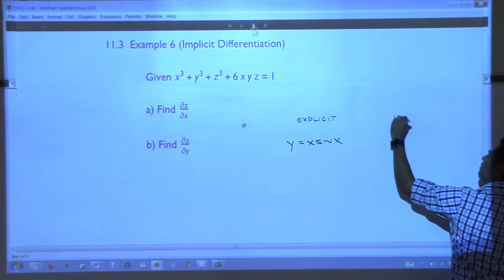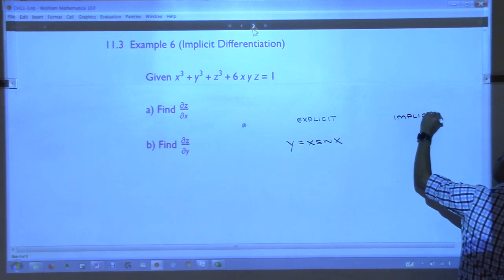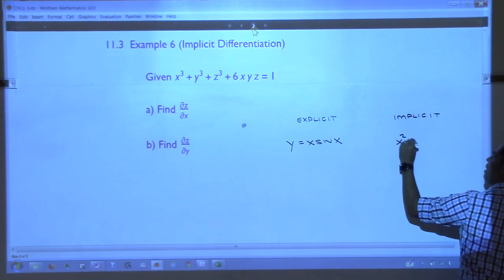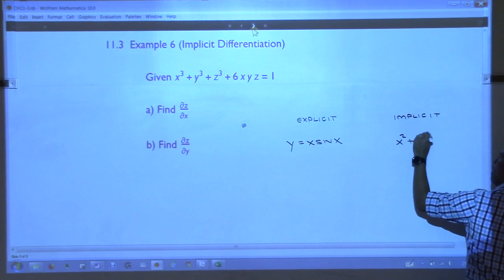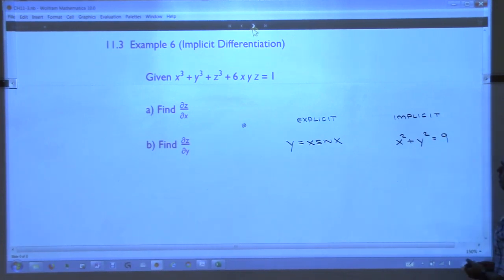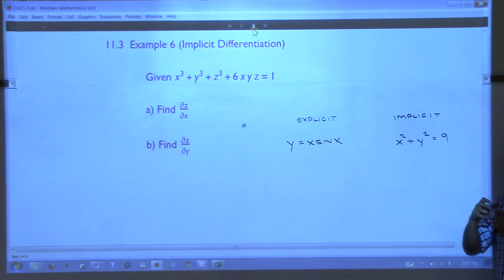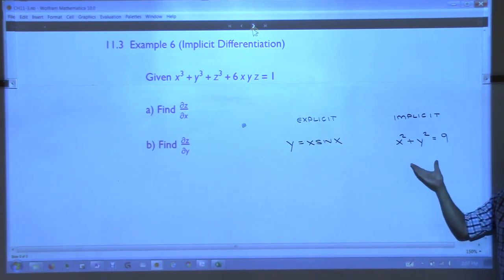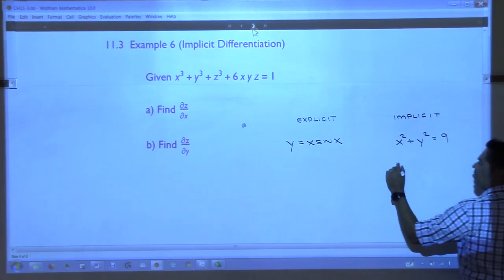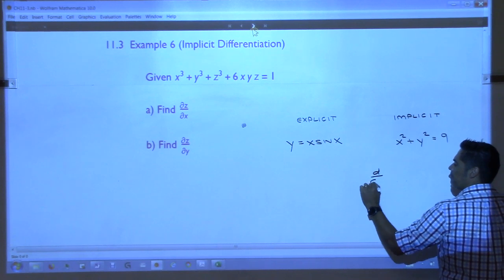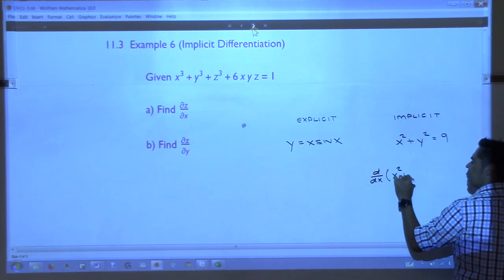But there were other times where you had implicit equations, something like x squared plus y squared equals 9. Here, you can solve for y, but if you solve for y, you're going to have a plus or minus. So then you're going to have actually two different equations, and so it's not possible to solve for y explicitly. And so we have a different way of taking derivatives here. To take the derivative here, let's say with respect to x, on the left side and right side.